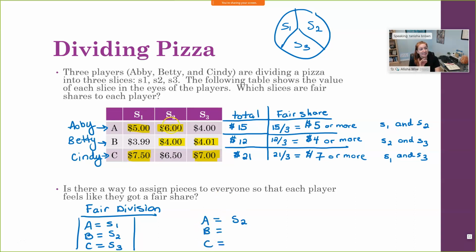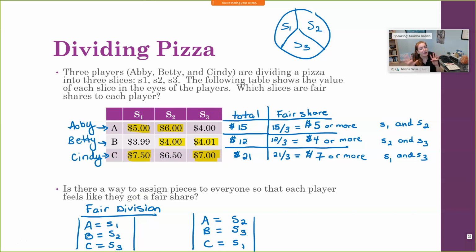And then once I give that slice 2 to Abby, so we gave Abby the S2 this time. So Betty would have to have the S3 now, and then Cindy would be left with S1. Exactly. So kind of that process of elimination type thing. Very good. So these are both different fair divisions, but they're both going to keep people happy.